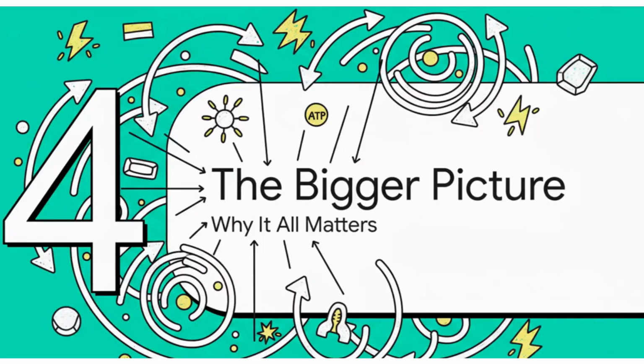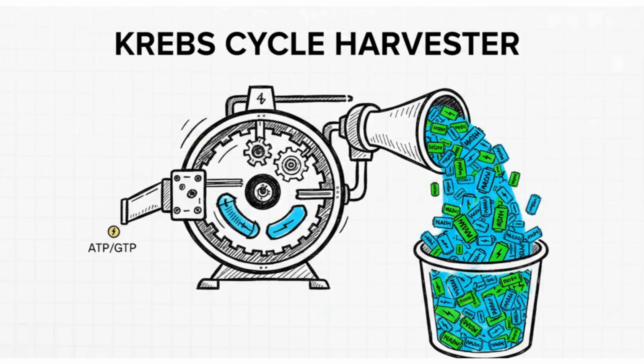But what's the whole point of making all these carrier molecules? Let's zoom out and look at the bigger picture to see why the Krebs cycle is just so incredibly important. And this, right here, gets to the absolute heart of the cycle's true purpose. I mean, the direct energy you get from that little bit of GTP is tiny. The real goal of the Krebs cycle is to act like a harvester, collecting all these high-energy electrons and loading them onto our carrier molecules, the NADH and FADH2. They're like little energy taxis.